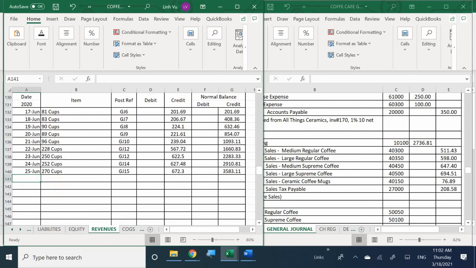How many medium supreme cups of coffee did I sell? 260. General journal 16 for a grand total of 647.40. Bringing my grand total to be 42, 30, 51. Okay, I put 70, 40 at first. 647.40. There you go.